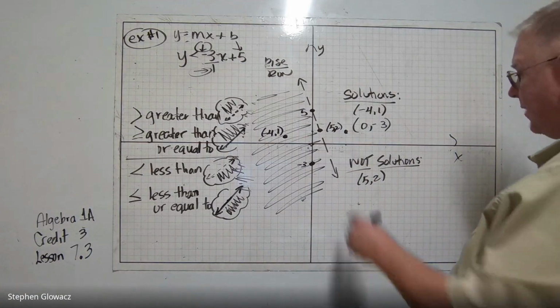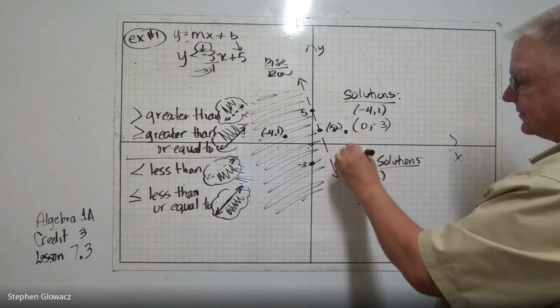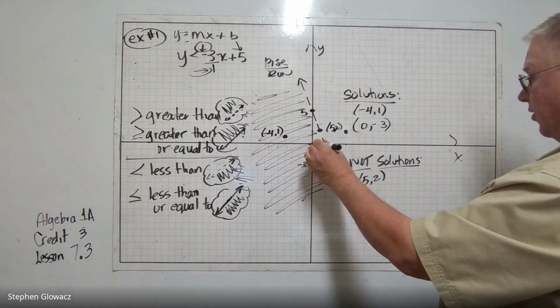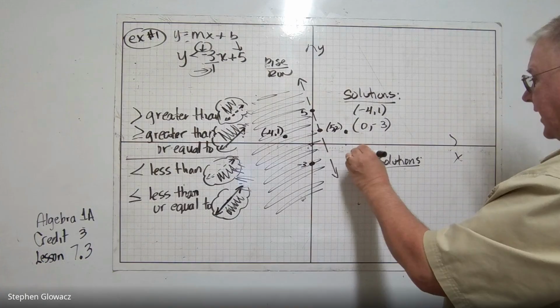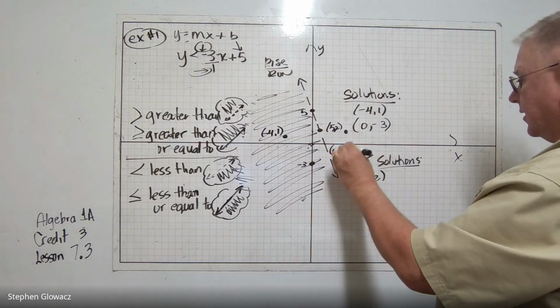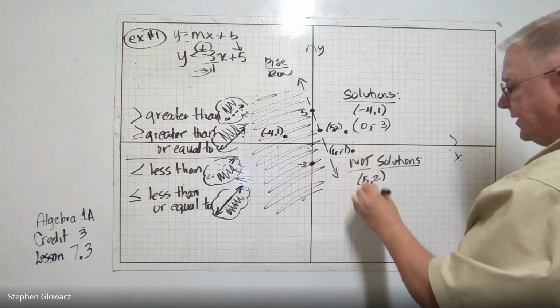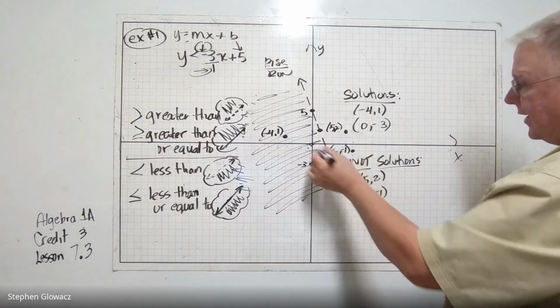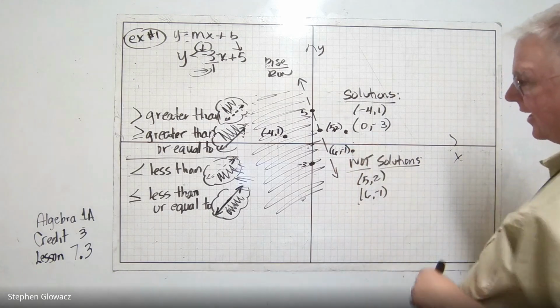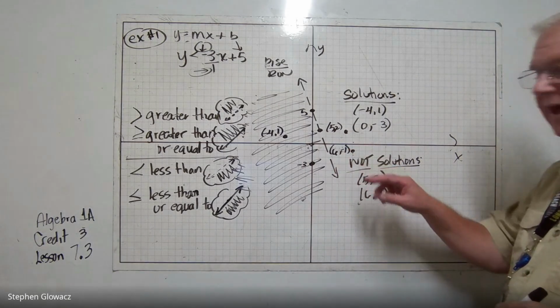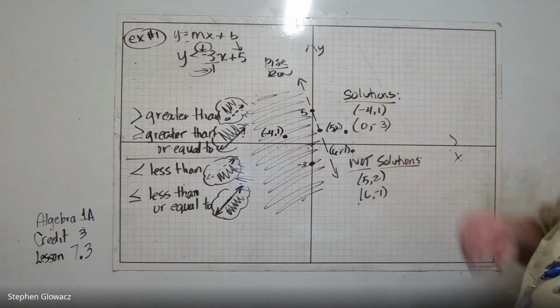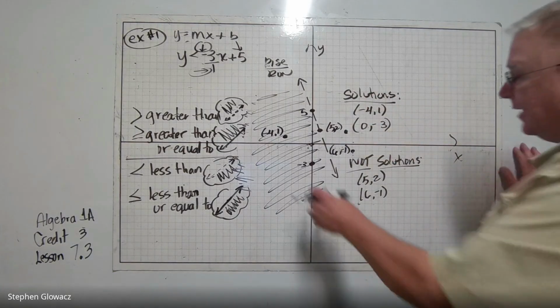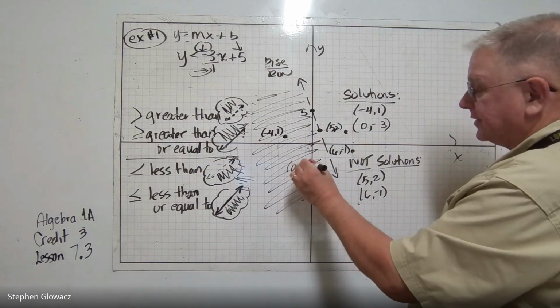And then how about one down here, just to have something in the negative? Let's go maybe 6 to the right and 1 down. So that's 6, negative 1. That would also not be a solution because it's not in that shaded region. And oh, we didn't label this one, did we? So let's go ahead and label that one as 0, negative 3.